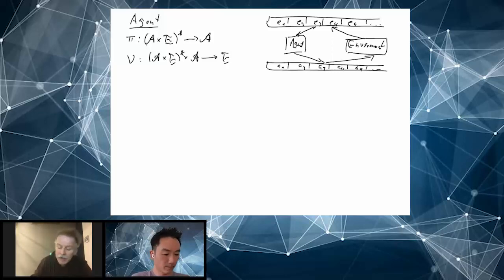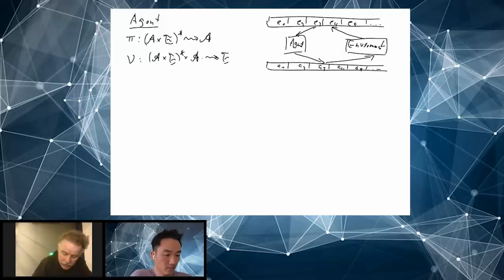Since the policy and the environment can be stochastic, I just write this as a wiggly arrow. Wiggly means it can be a stochastic mapping. And this interaction produces an action-perception sequence.